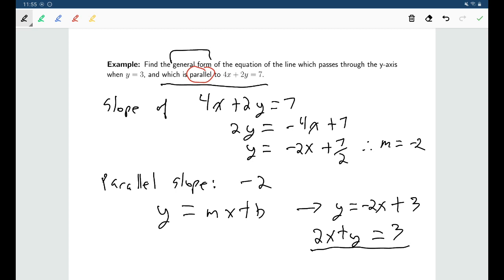So this is the end of this section, and this is the end of this video. When we come back, we're going to see in 2.3 some applications of equations, some word problems.